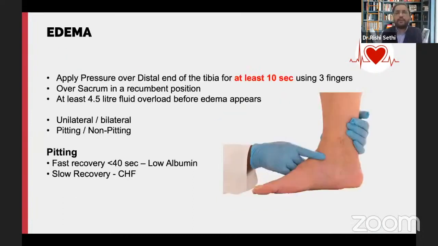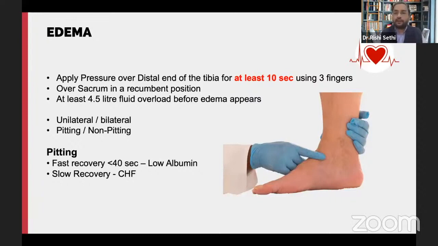We all have been hearing about it, but edema, sometimes examiners want to expose your clinical skills also. It is seen by applying pressure over the distal end of the tibia for at least 10 seconds using 3 fingers, and over the sacrum if the patient is in the recumbent position. At least 4.5 liters of fluid is required before edema appears in the body.